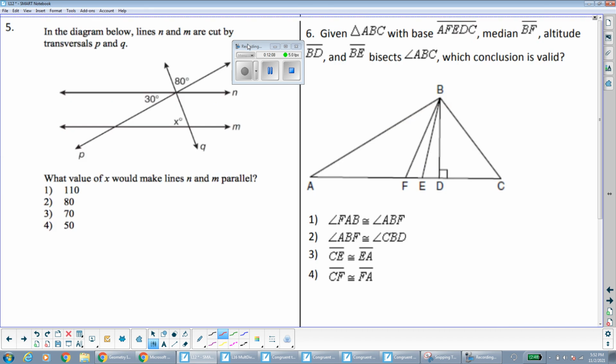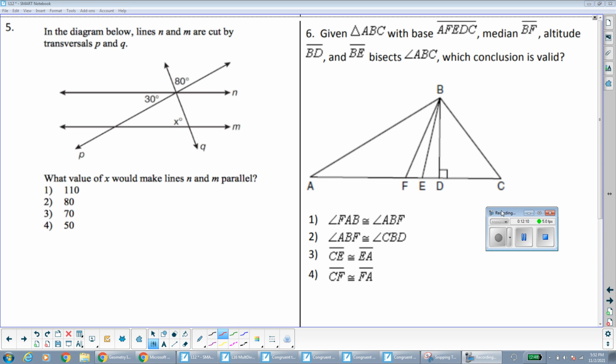Moving on over here, we're told in the diagram below, lines N and M are cut by transversals P and Q. What value of x would make lines N and M parallel? Okay, so just like when we have parallel lines cut by a transversal, our angle relationships that we learned about hold. If you want to instead show lines are parallel, all you have to do is find one of the angle relationships that we've talked about in class and show that it's true, and then that makes the lines parallel. So let's find that here.